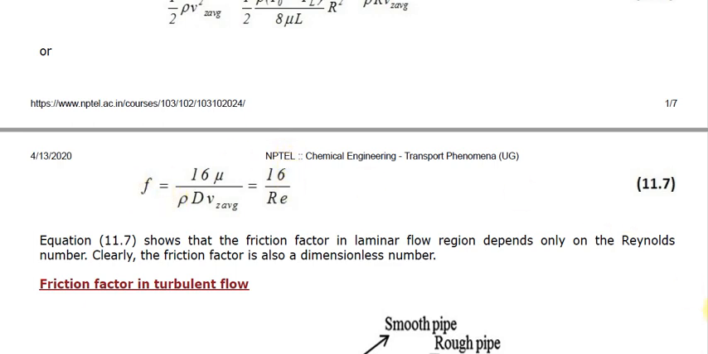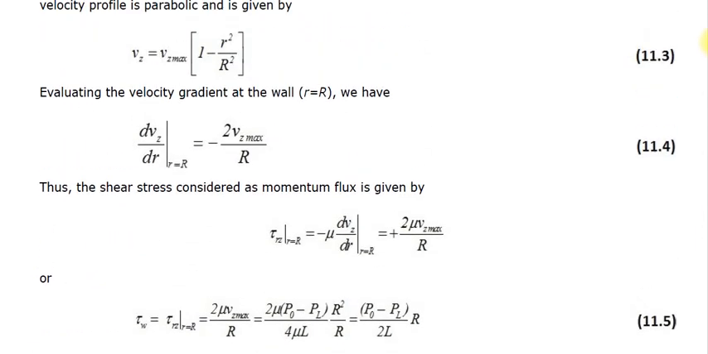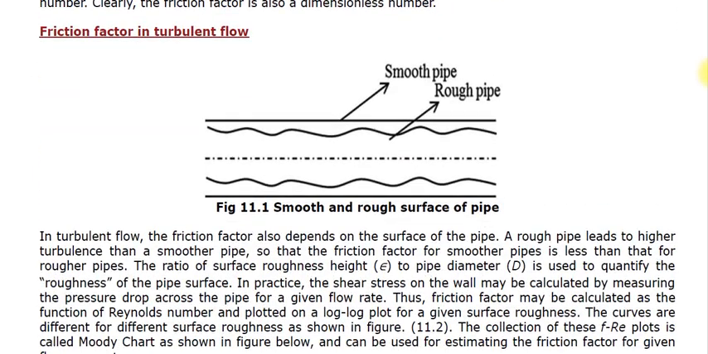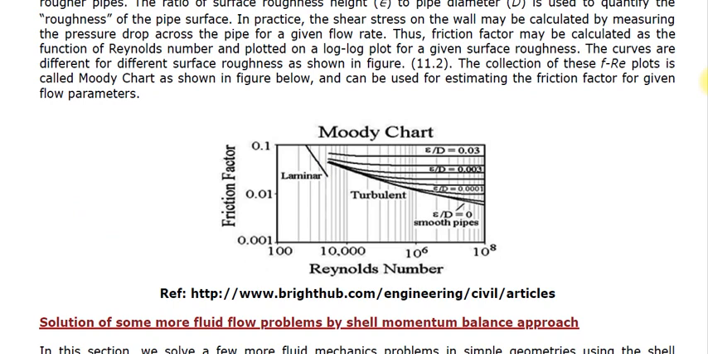This is for laminar flow, because the equation Vz equal to Vz max times (1 minus r square by R square), which we used to calculate the friction factor, is only true for laminar flow. If the flow is turbulent, then the friction factor will depend upon the smoothness of the pipe as well as the flow rate or the Reynolds number. So if the flow is turbulent, we can use the Moody chart.